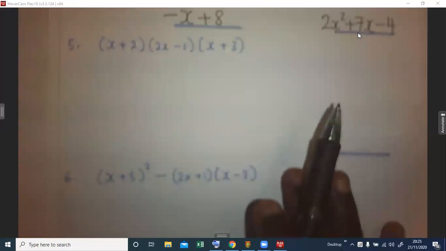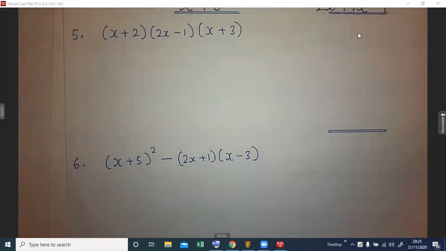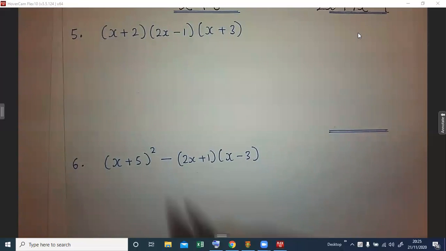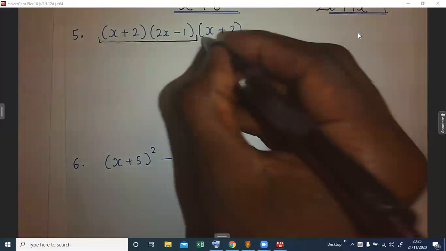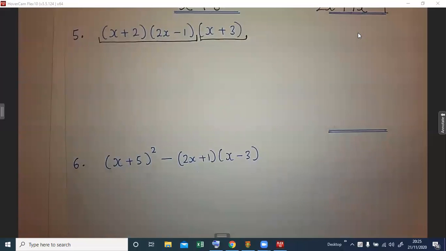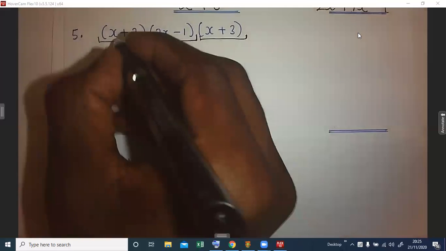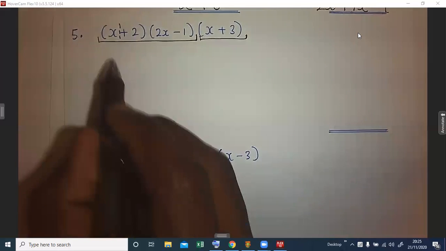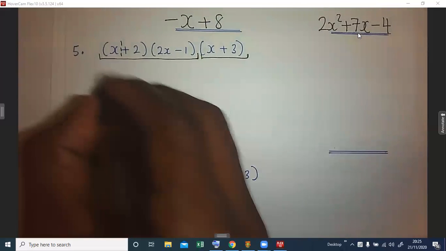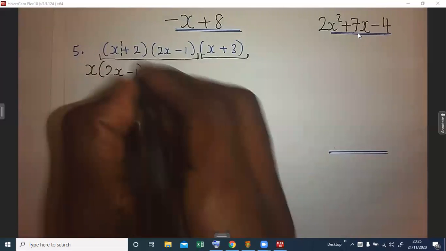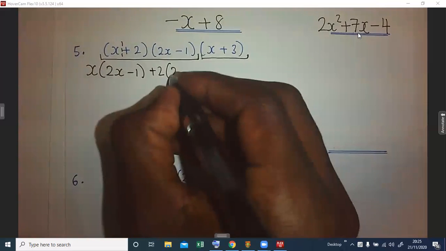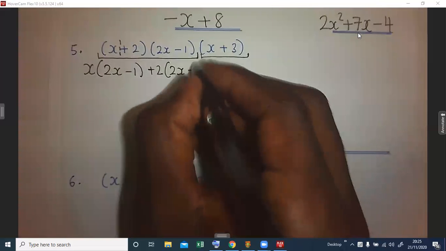Now, what if we have 3 brackets? If we have 3 brackets, that means we have to deal with them in pairs. I first work out 2 brackets, then the answer I will get, I multiply it with the remaining bracket. So basically, the first bracket, first component times the second bracket, and that will be x times 2x minus 1, positive 2 times 2x minus 1. So I'm dealing with the first 2 brackets.